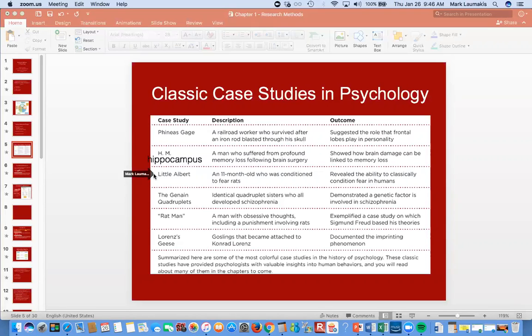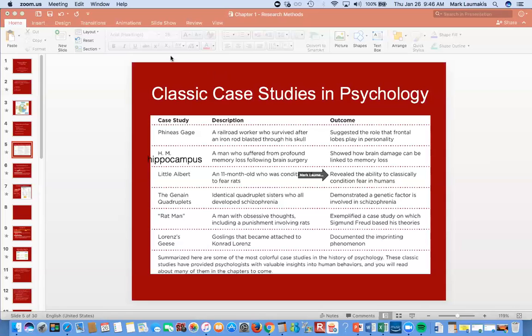Little Albert we will discuss in the section on learning. I mentioned him briefly the other day when we were talking about Watson and Skinner and the behaviorists. And as we'll talk about in that section on learning, his case really shows us the ability to use classical conditioning to generate fear responses in human beings. We'll say a lot more about that later on in the course.